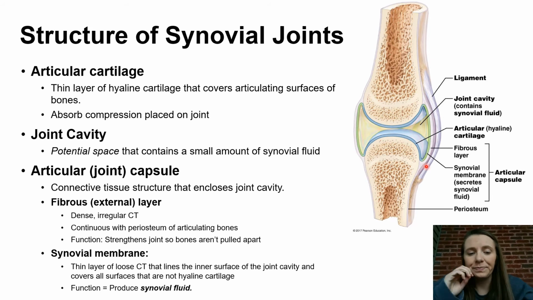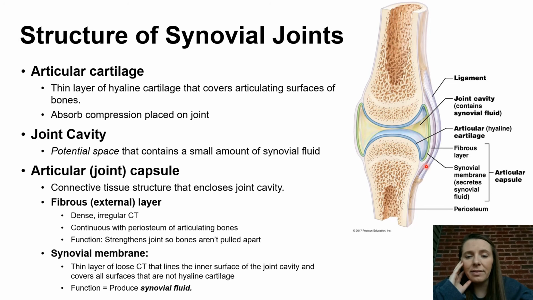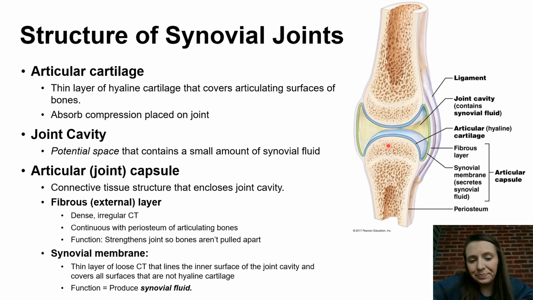The function of this external layer is to strengthen the joint so that the bones aren't pulled apart. And then the second component of the joint capsule is the synovial membrane. The synovial membrane is the thin layer of loose connective tissue. It's outlined here in green on both the medial and lateral sides. It lines the inner surface of this joint cavity, and it also covers any surface that is not covered by the hyaline cartilage of the articular cartilage. The function of the synovial membrane is to make synovial fluid.